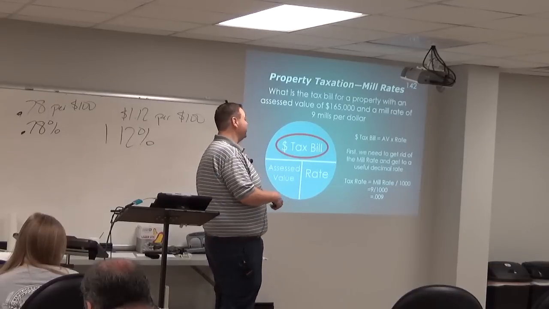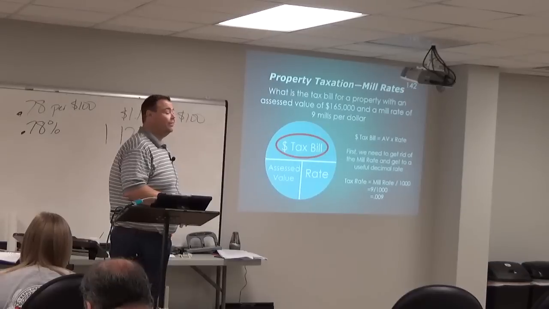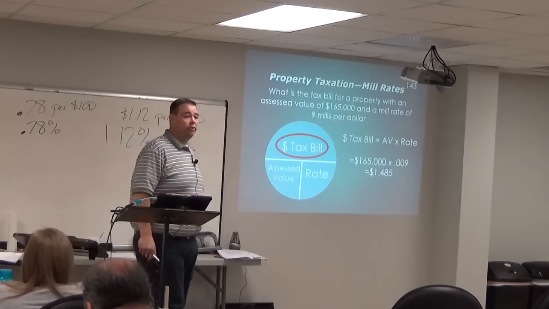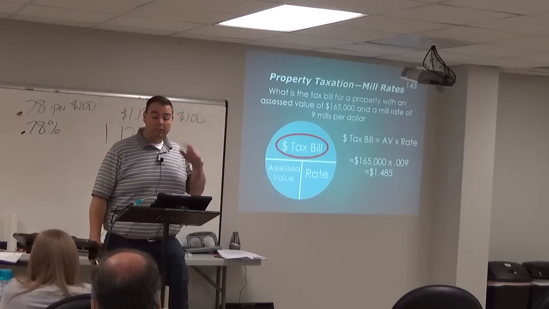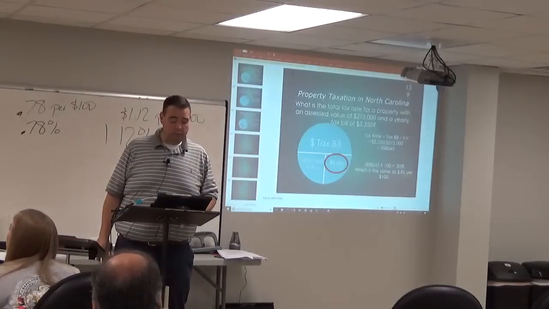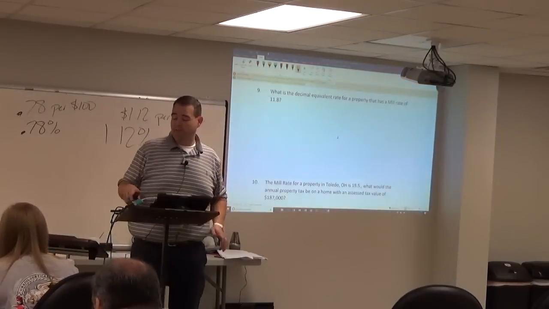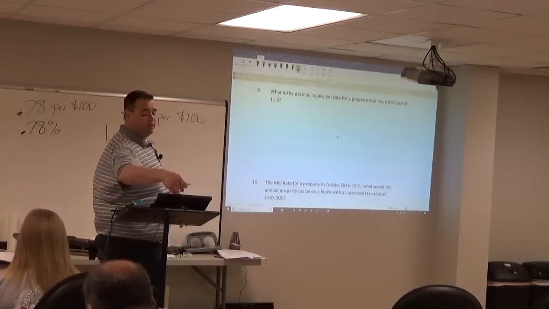So in this question, our assessed value is 165 and our rate is 0.009. Multiply those two together and you get a tax bill of $1,485. So go back and look over on that worksheet that we were just on and look at question number 9. You should be able to really quickly answer question number 9. So go ahead and do that.